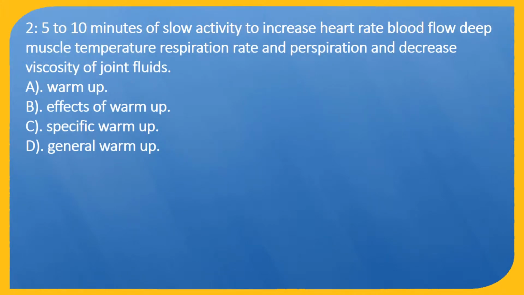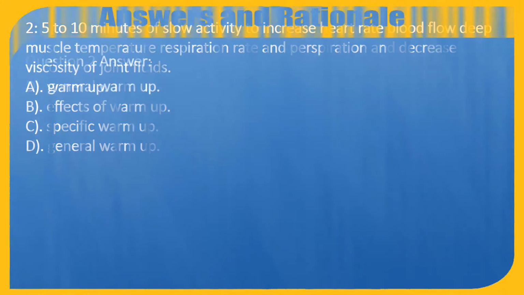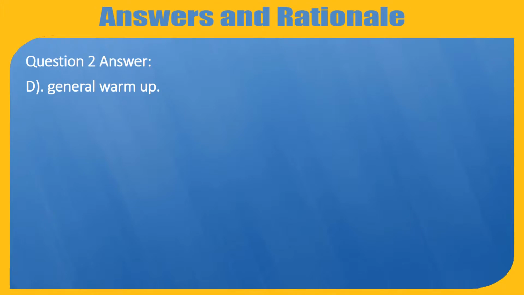Question 2. 5 to 10 minutes of slow activity to increase heart rate, blood flow, deep muscle temperature, respiration rate and perspiration, and decrease viscosity of joint fluids. A. Warm-up. B. Effects of warm-up. C. Specific warm-up. D. General warm-up. Question 2. Answer: D. General warm-up.